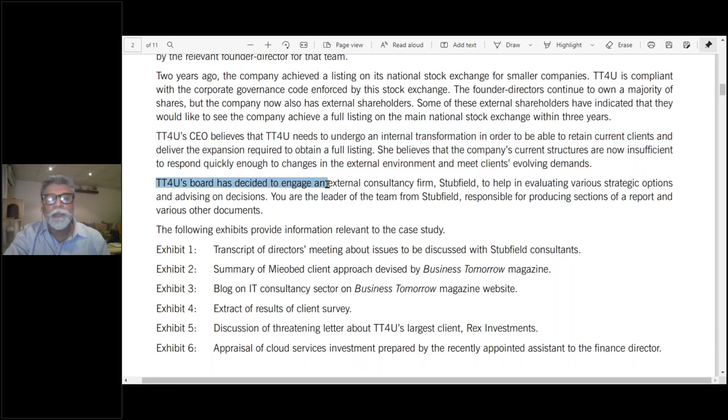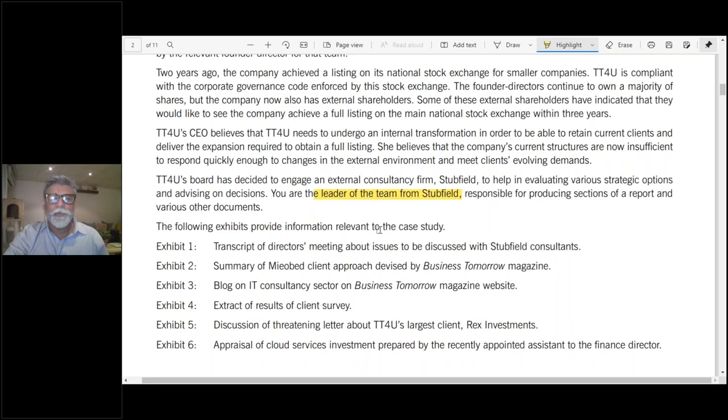TT4U's board has decided to engage an external consultancy firm, Stubbfield, to help in evaluating various strategic options and advising on directors. You are the leader of the team from Stubbfield, responsible for producing sections of a report and various documents. So this is my role. What's my role? I'm the leader of the team from Stubbfield. Very, very important that you keep your role in your mind. So can you tell me, am I an internal person or am I an external person? Yes, very good. So throughout all the questions, my drafting, my tone will be external because I'm an external consultant. Very good, guys.